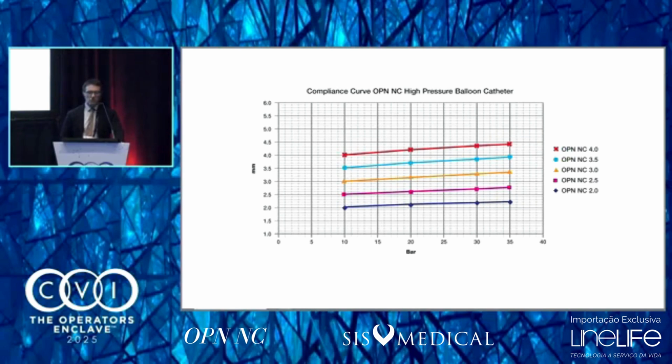This is a compliance curve of OPN NC, just to understand how we say underexpand. An OPN NC balloon, normally, until 35 atmospheres, maintains the diameter. Up to 35 atmospheres, the gain is 0.5. This is the concept behind the undersizing.